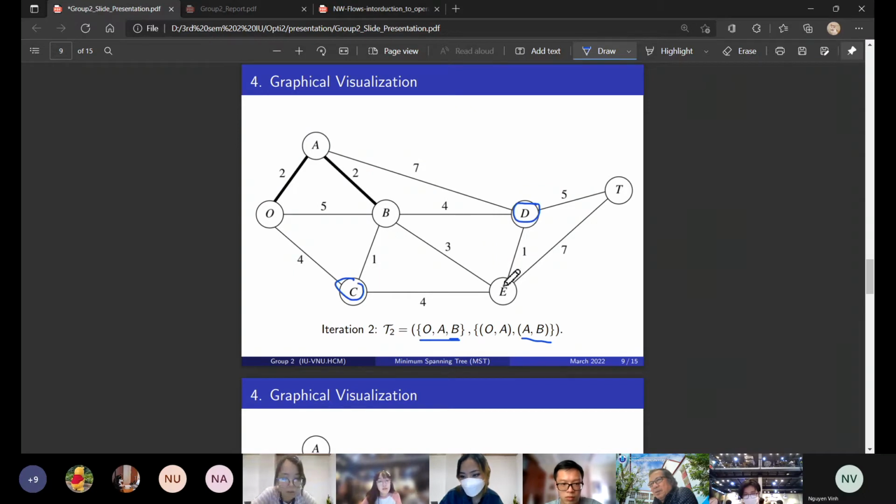The eligible arcs are now AD, BD, BE, OC, and BC. And BC has the minimum length, which equals 1. So we add node C, we also have the line OC. We also have to consider OC.